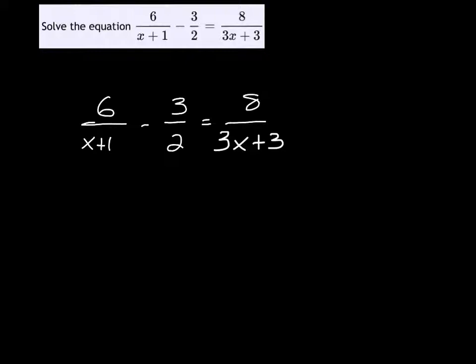The first step is always we need to find the least common denominator. And the one thing we need to do this is in this third term here on the right-hand side of the equation, we need to factor 3x plus 3 by factoring out a 3.